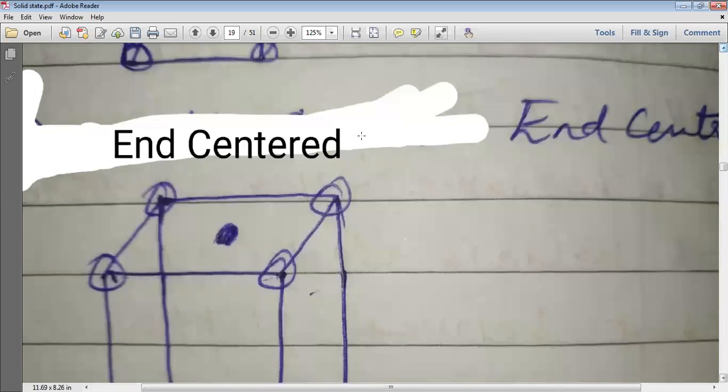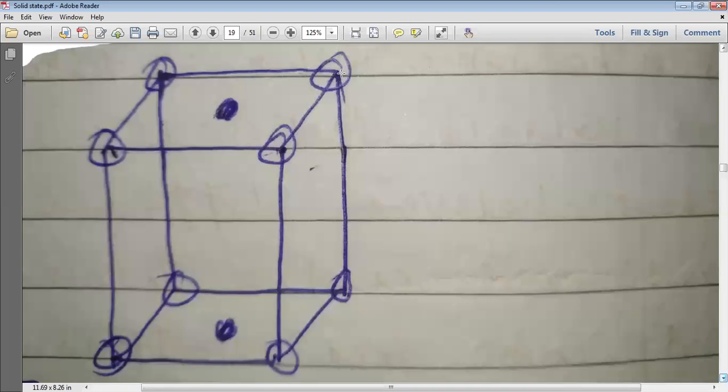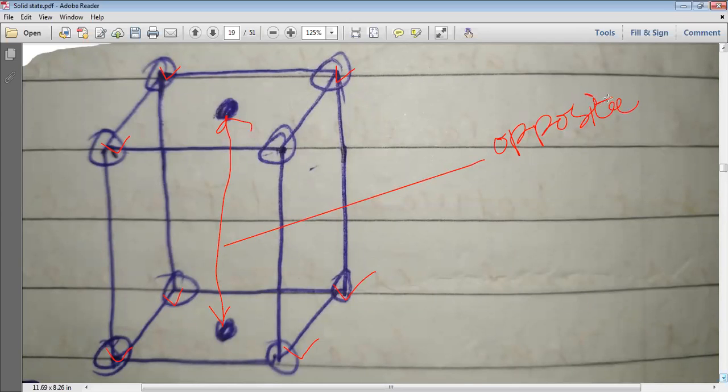unit cell, which is known as the end-centered unit cell. So let's have a look at the end-centered unit cell. You can see that in the end-centered unit cell we have 8 particles present at the 8 corners of the unit cell. You can see these 8 particles at the 8 corners, and we have 2 particles present at the center of the opposite faces. Please understand why I have made you understand these opposite faces. So these 2 faces are the opposite faces. They may be the face above the head and the one under the head.